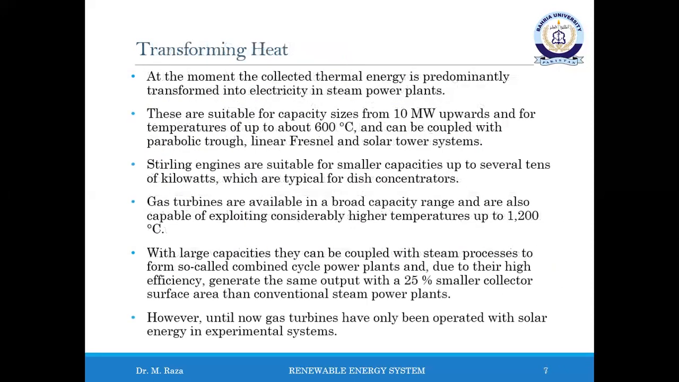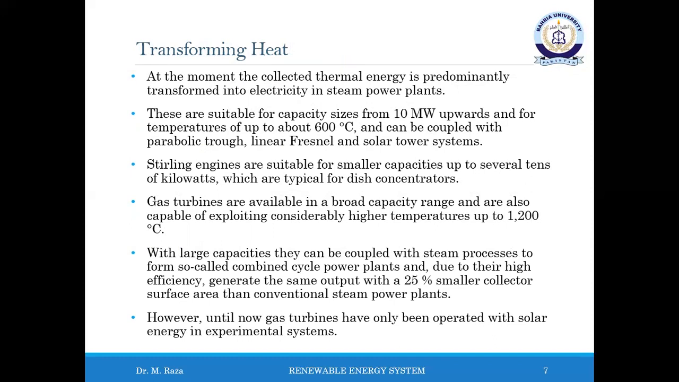At the moment, the collected thermal energy is predominantly transformed into electricity in steam power plants. These are suitable for capacity sizes from 10 megawatt upward and for temperatures of up to about 600 degrees Celsius, and can be coupled with parabolic trough, linear Fresnel, and solar tower systems.